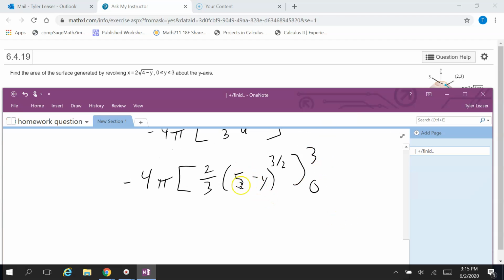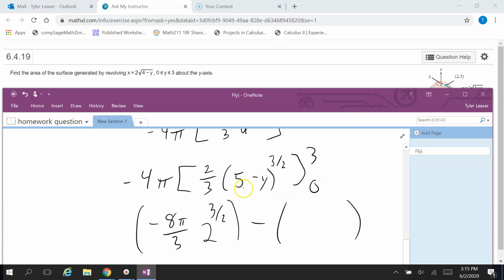If I plug the 3 in, 5 minus 3 is 2, so we get 2 to the 3/2. We also have this negative 4 pi and this 2/3. Those multiplied together become negative 8 pi over 3. Then from the 2 here, I'll just leave it as 2 to the 3/2. You can leave it like that for the homework. That's going to be the first thing when you plug 3 in, minus when you plug 0 in, where you're just going to get a 5 here. So negative 8 pi over 3, and it's going to be 5 to the 3/2 power.